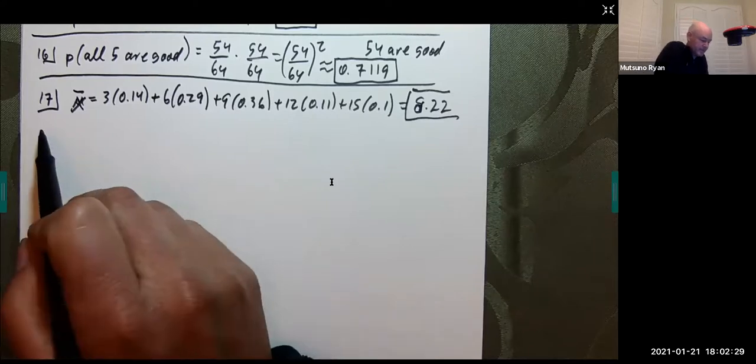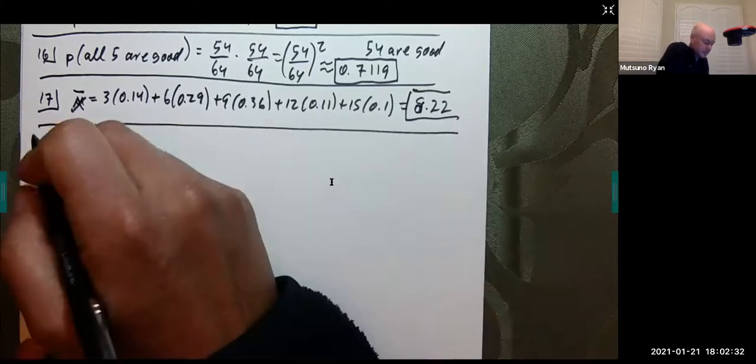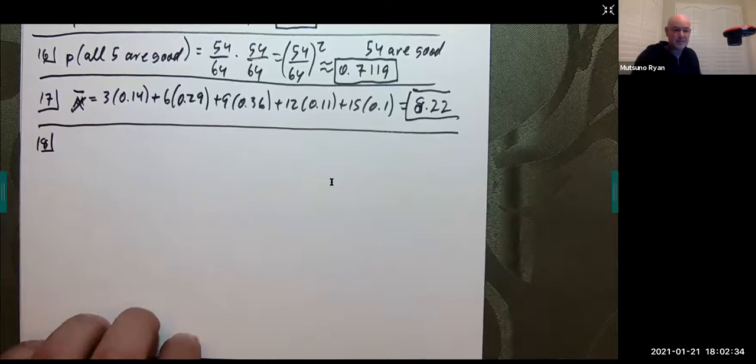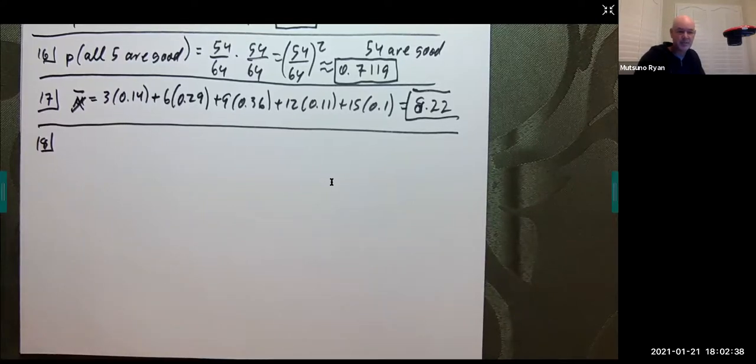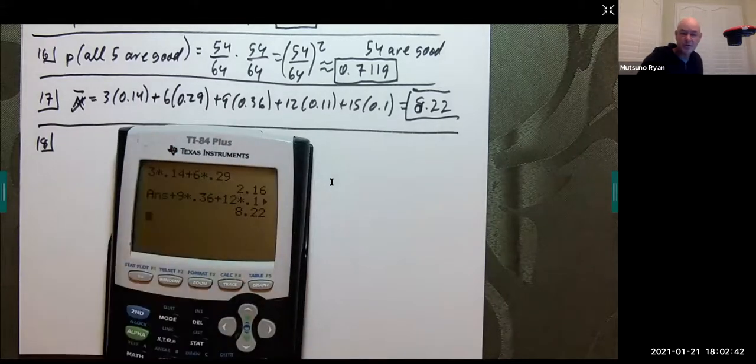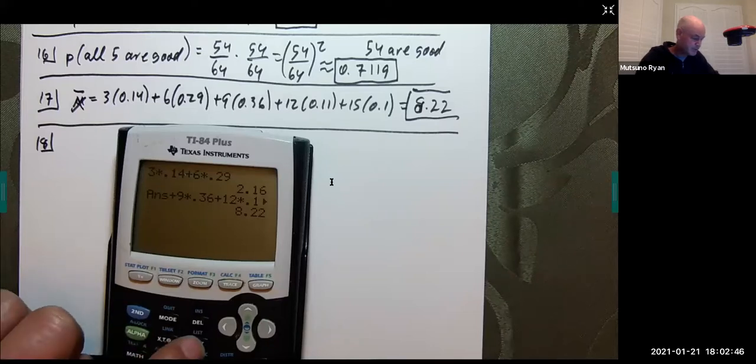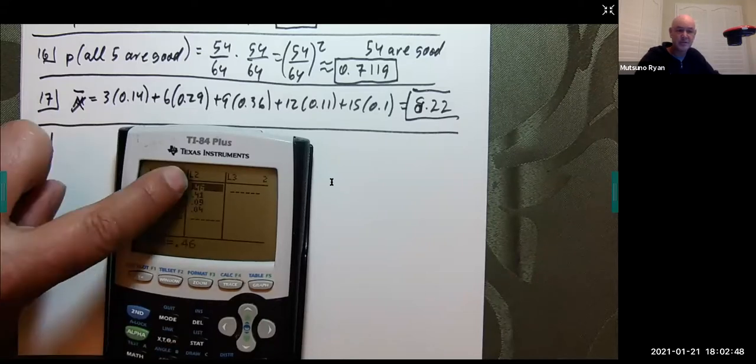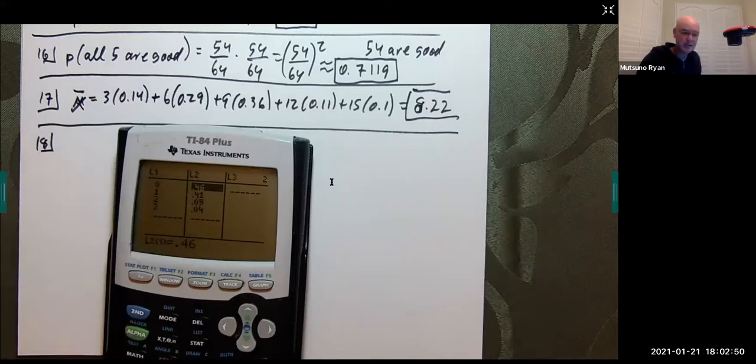Number 18. 18, we could do it by hand, but I'm going to show you a faster way to do it. So what I did was I went ahead and put in for list 1, the 0, 1, 2, and 3. So here's my list 1, 0, 1, 2, and 3. And then I put the probabilities in list 2 in that order, the 0.46, 0.41, and so on.